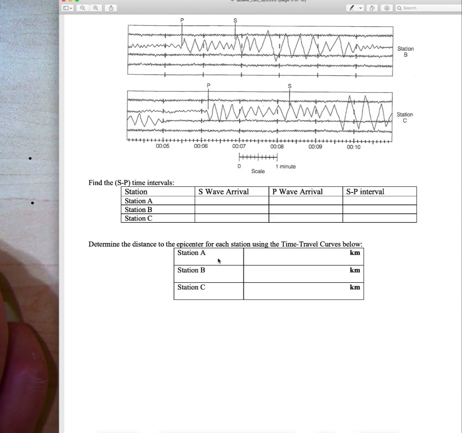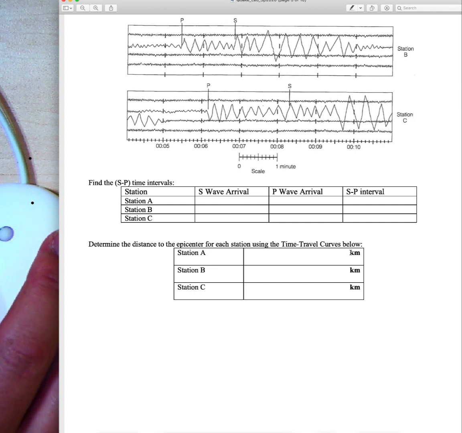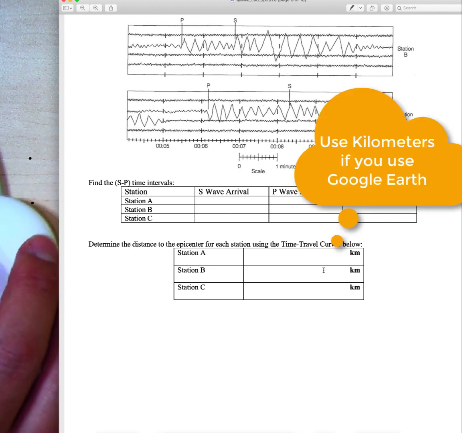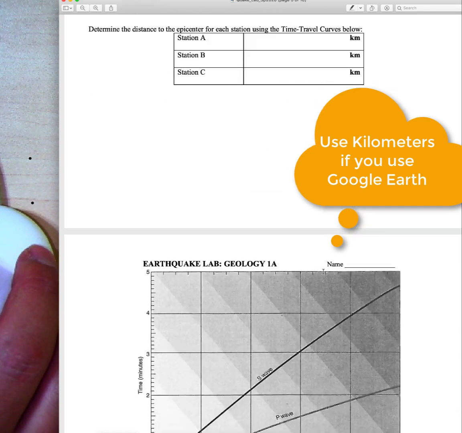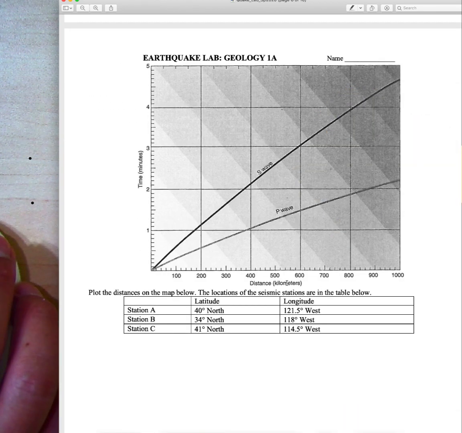But the only difference for this exercise is that we're using kilometers, right? So now you're going to need kilometers. So if you do the Google Earth exercise, make sure you switch from miles to kilometers, right? For this problem here. And also for the scale, so this is in kilometers, you want to make sure you plot these in kilometers.